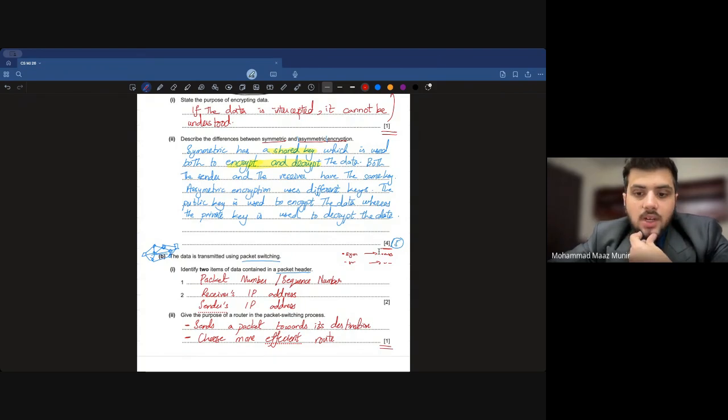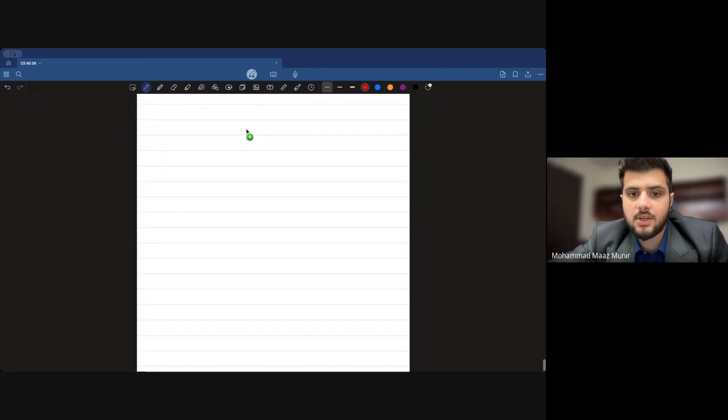Zabardast. So now we are done with the Feb March 2024 papers. Yay, let's go. Now we're going to be moving towards the May June 2024 exam paper, and the first exam question we get up here is related to encryption.